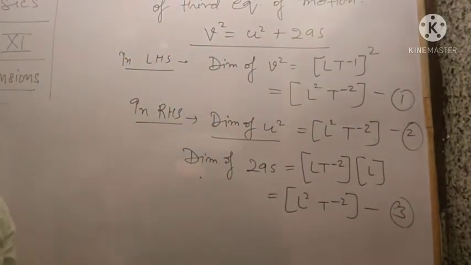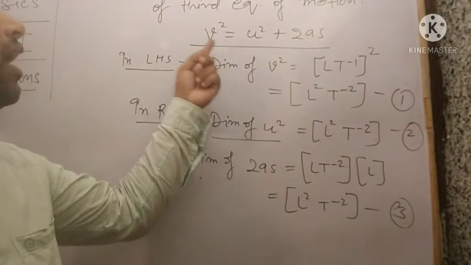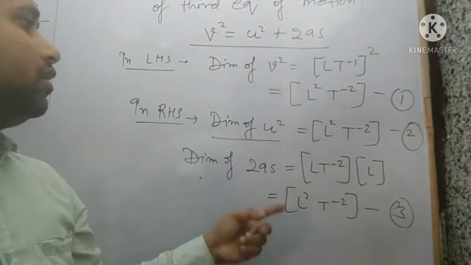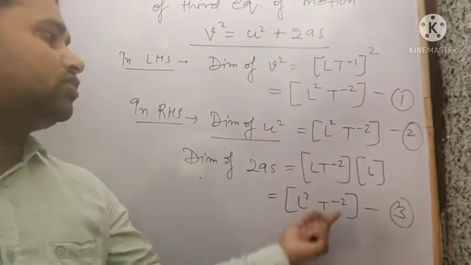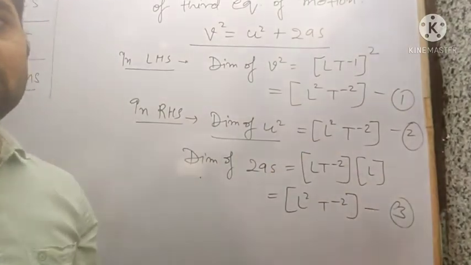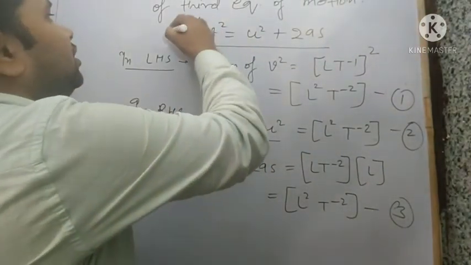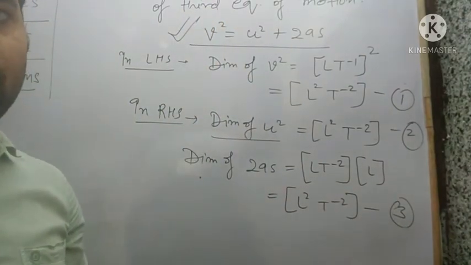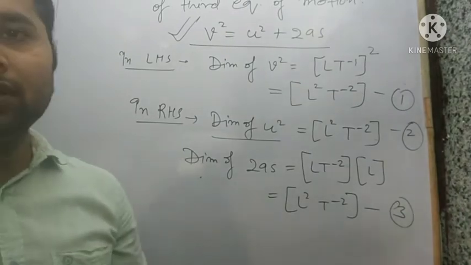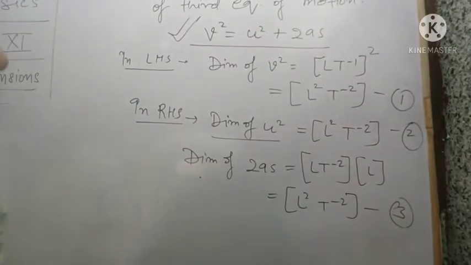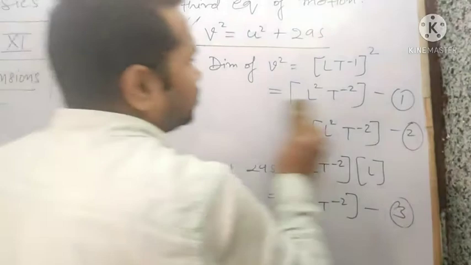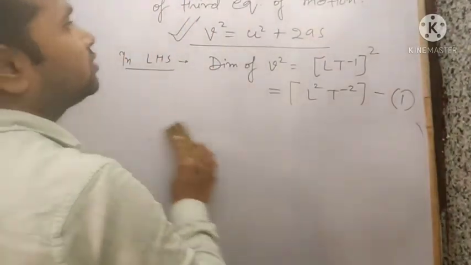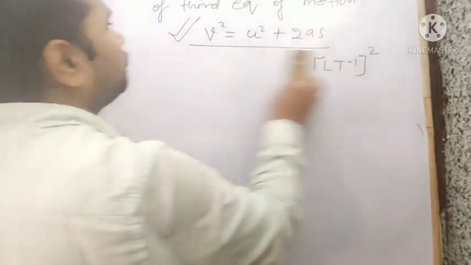So check here. Left hand side v square dimension L2T minus 2. Right hand side both the terms having the same dimension L2T minus 2, L2T minus 2. So this relation is dimensionally correct. ठीक है? This relation is dimensionally correct. So this is the way by which we can check the correctness of a physical relation.